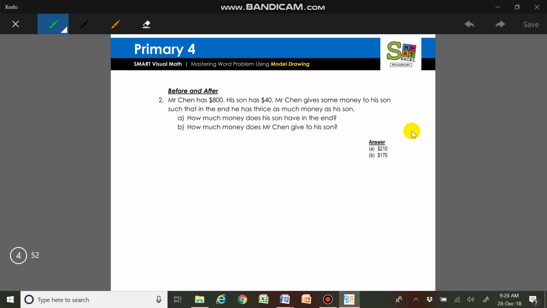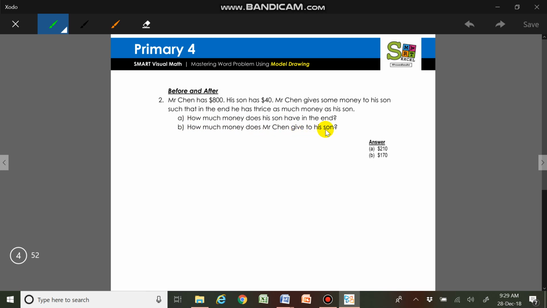Alright, this is a before and after model. Let's read the question. Mr. Chen has $800. His son has $40. Mr. Chen gave some money to his son such that in the end he has twice as much money as his son. A question is asking how much money does he give to his son, and your B question is how much money does Mr. Chen give to his son.